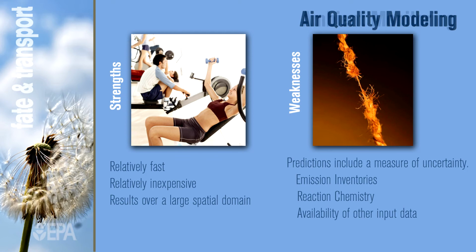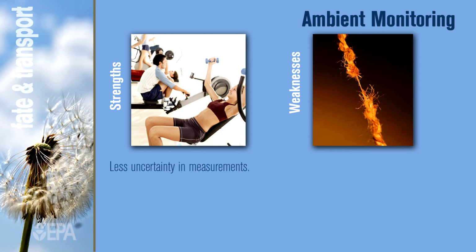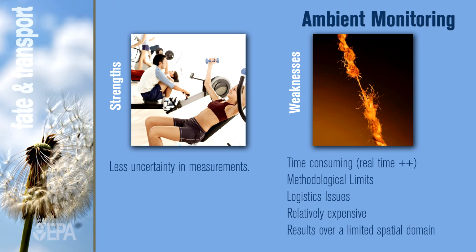Ambient monitoring, on the other hand, has much less uncertainty in most cases. The problem is, it's time consuming. To get 6 months' worth of data, you need at least 6 months. There are limits to some of the methods that we look at. There are logistical issues. What happens if you place your monitor out in the field, you come back the next day, and somebody decides to do some target practice on your monitor? Or is electricity available to run your monitor? These are things that need to be considered when you place a monitor out there.